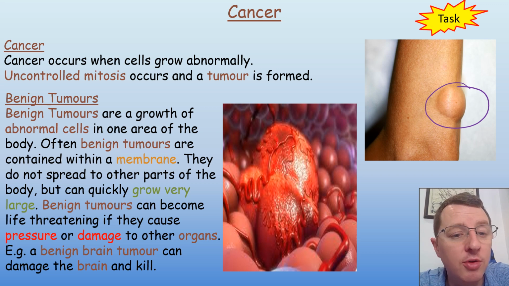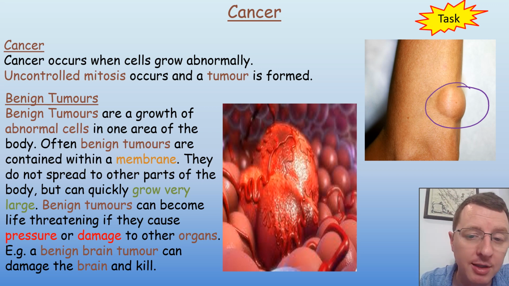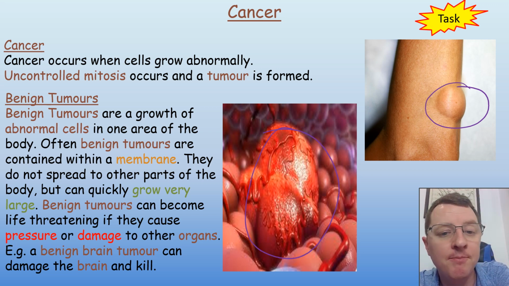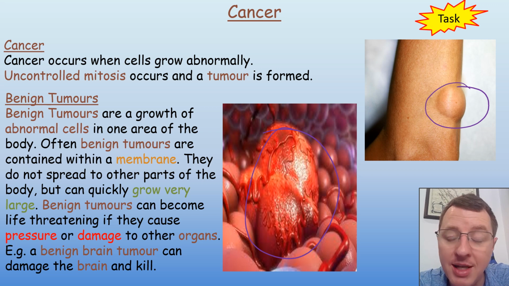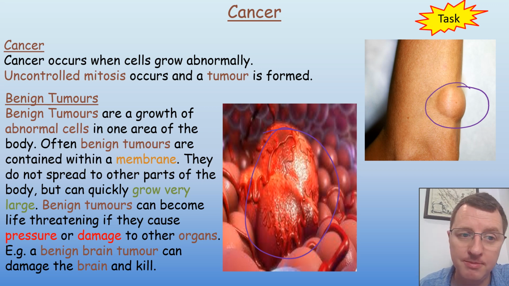Often benign tumours are contained within a membrane, like you can see here, and they do not spread to other parts of the body. But they can grow very quickly and they can grow very large, and a benign tumour can become life-threatening if it causes pressure or damage to other organs or the blood vessels that supply the organs. For example, a benign brain tumour can damage the brain and cause death and kill the person who has that tumour.